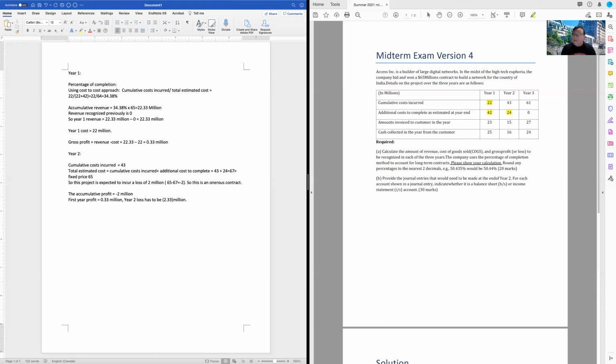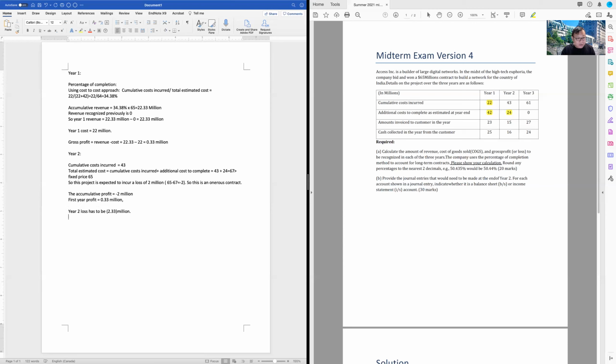Okay, so the first year you recognize a profit, 0.33. The second year you recognize a loss of negative 2.33. Together, that would be a net of negative $2 million loss, which is 100% of the loss of this onerous contract at the point of this time, right? So, so you know the loss.